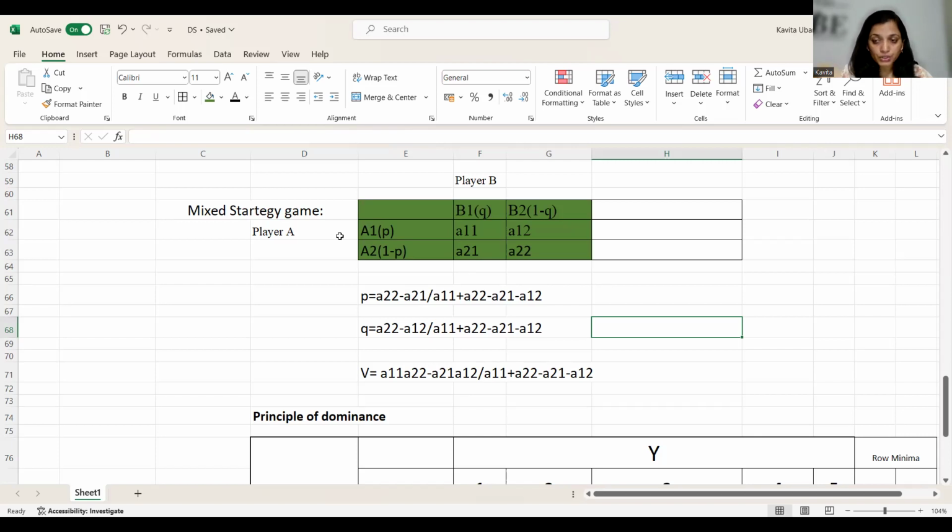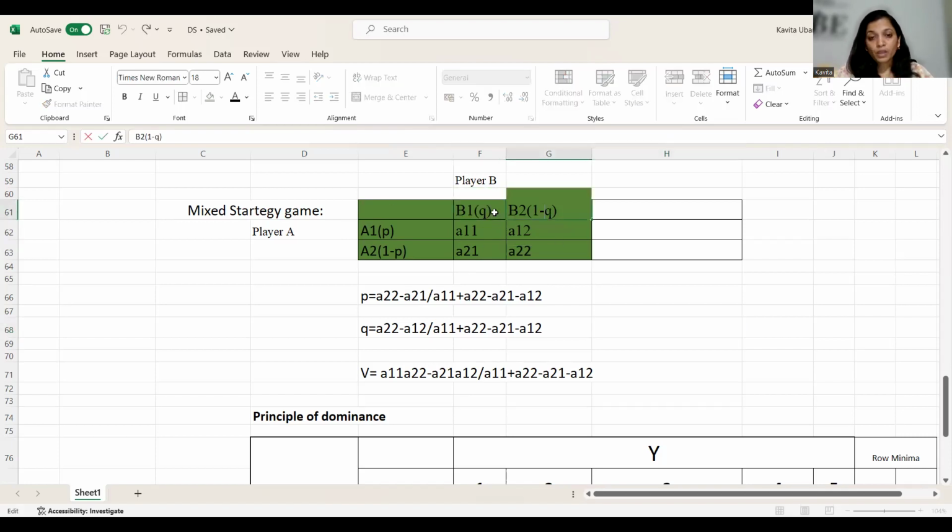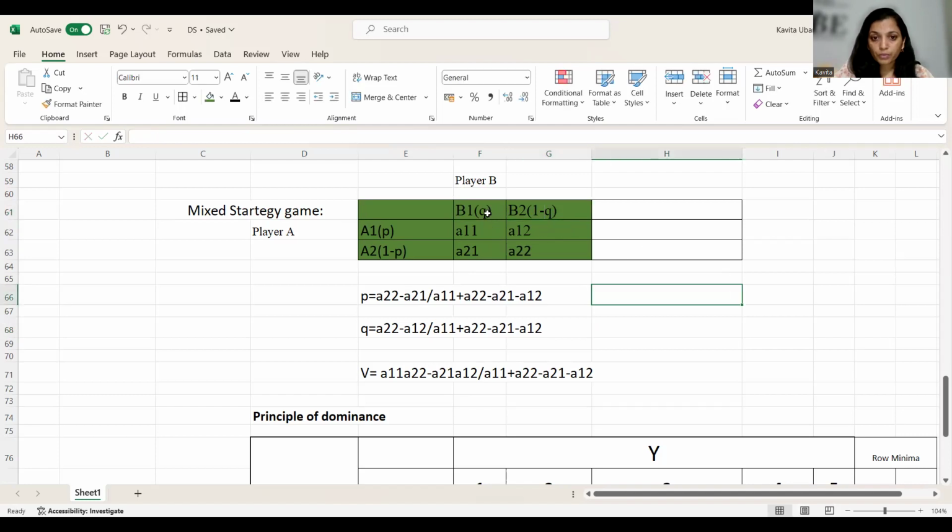There are two strategies. If the first one's probability is P, then the second one's probability will be 1 minus P only. Likewise, it is applicable in the case of player B. So if the probability of using strategy B1 by player B is Q, then obviously for B2 it would be 1 minus Q.